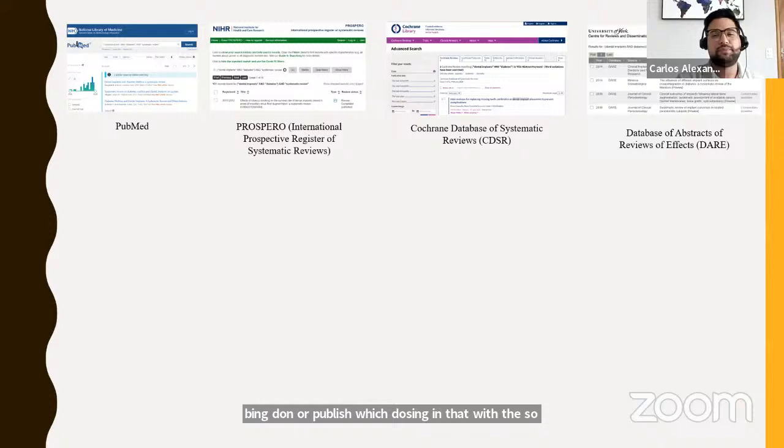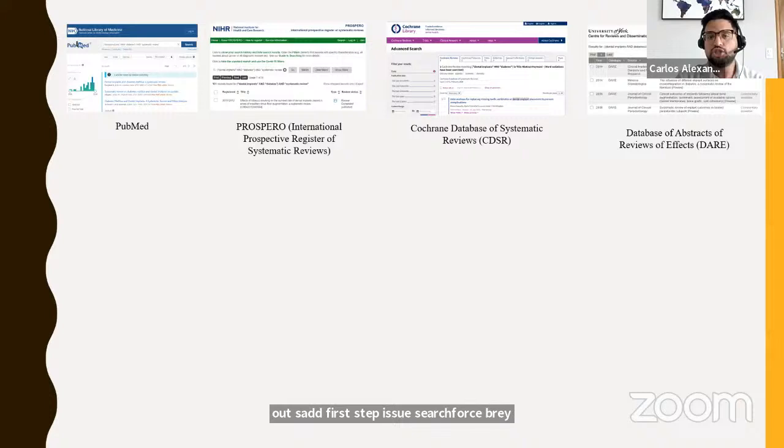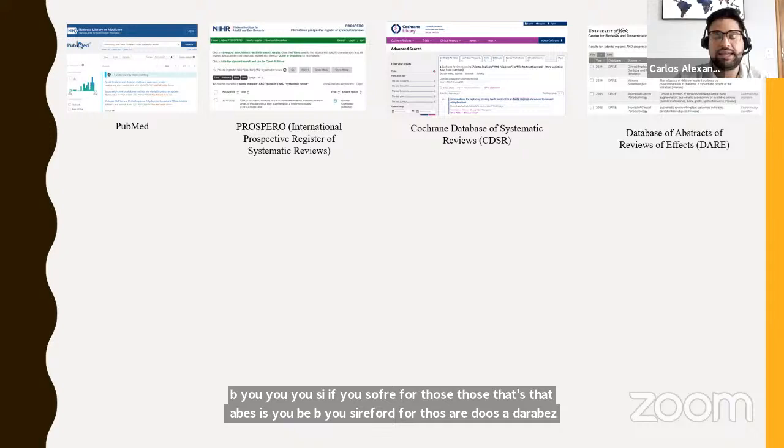I would say the first step is to search for prior systematic reviews that have been published. The best place to search for this is PubMed, but you can also do the same in Google Scholar, for example. After that, if you don't find any published studies, maybe you have protocols submitted. So you should search in PROSPERO and the Cochrane Database of Systematic Reviews. If you search those databases, you will be able to see if someone submitted or if a protocol has been accepted. And then you can check all the details for that systematic review.